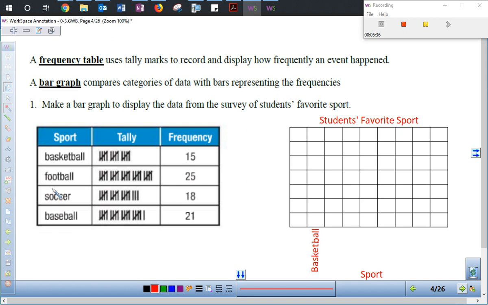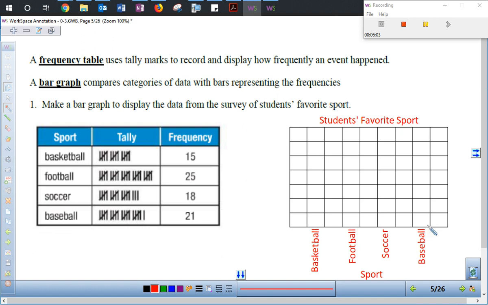Then the next sport is football. So again, we want to skip this section here because we want a space in between the bars, and the next one will be football. And then we skip again for soccer, and skip again for baseball. Again, if you need to pause the video to get those written down, please feel free to do so.